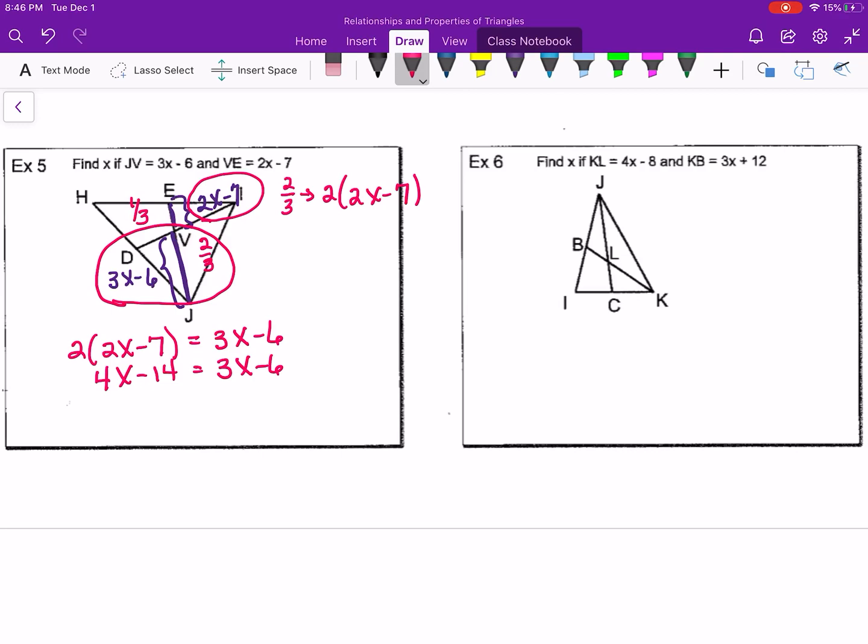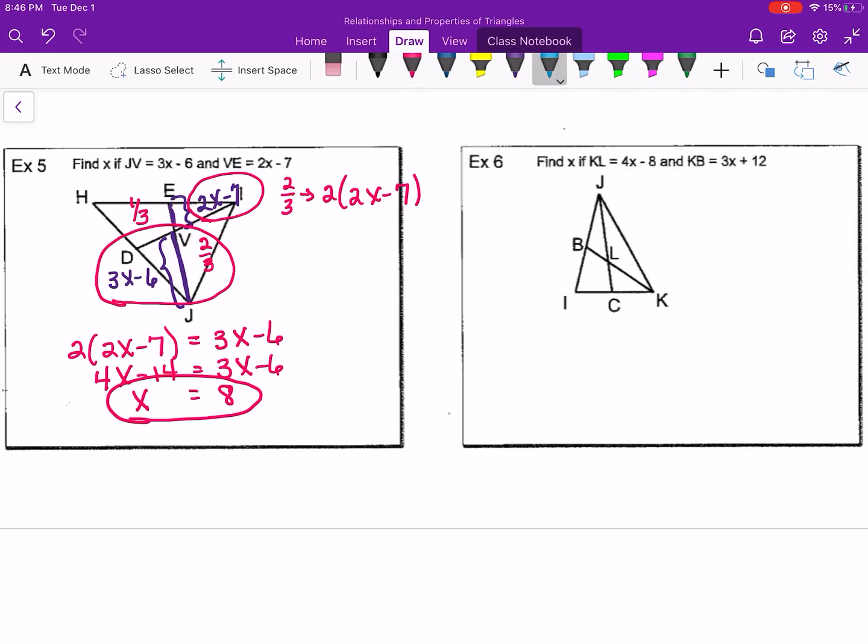If we subtract 3x from both sides of the equation, we'll get an x on the left. And if we add 14 to both sides of the equation, we get an 8 on the right. So they're asking us to find x. We find out that x equals 8. Let's take a look at what those values would be if we plug them in to the 2x minus 7 and the 3x minus 6. That will help us check things out a little bit.